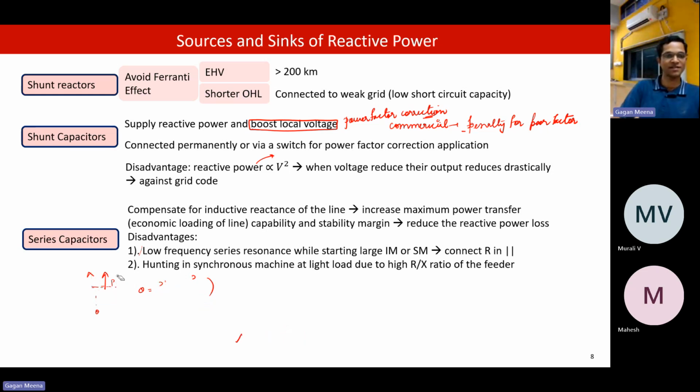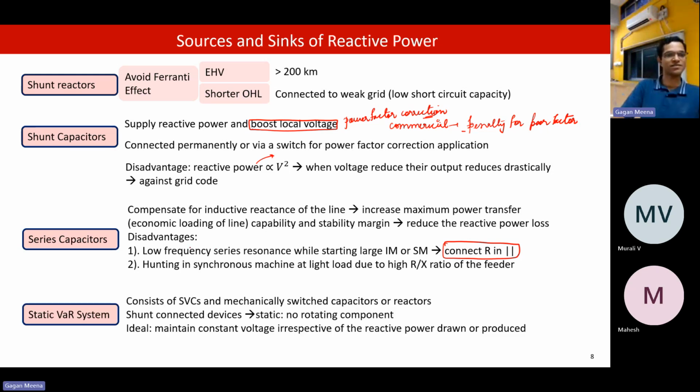But it has certain disadvantages. One is series resonance, which can occur when starting induction motors or synchronous machines. To avoid that, some resistance is connected in parallel with the series capacitor. Another is subsynchronous resonance, which I think in the 90s was a very widely studied phenomenon. Low frequency oscillations. And another disadvantage is hunting, the oscillation of the machine around a point.